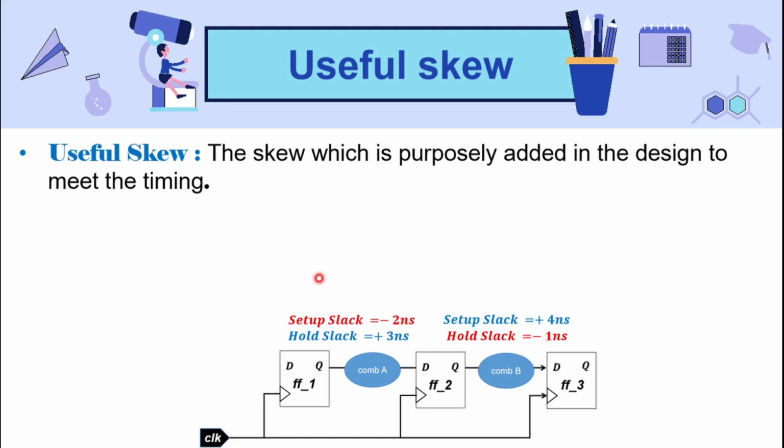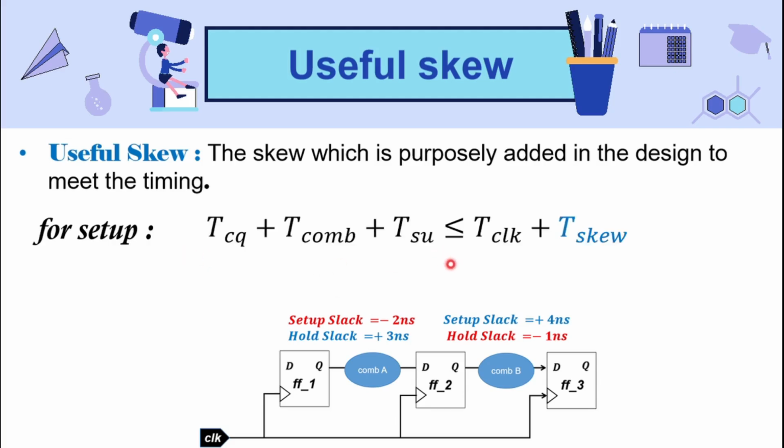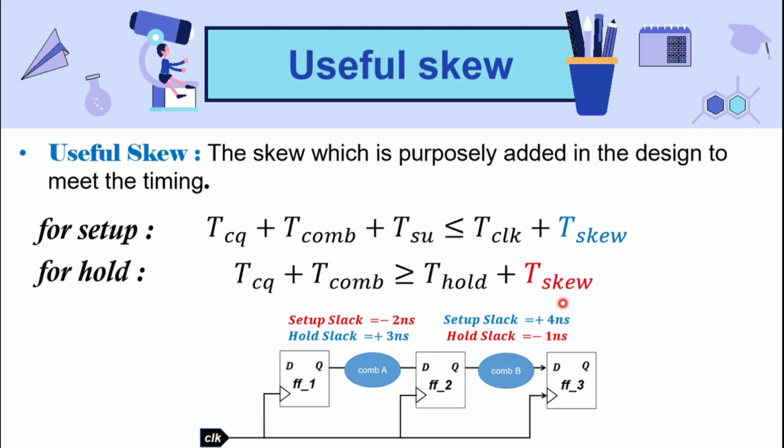And as I had mentioned before, for setup variation, we can solve it by adding positive skew or increasing positive skew or decreasing negative skew, but for hold we're gonna need to add negative skew or increase negative skew or decrease positive skew. So let's take the first path separately and see what we can do to solve this variation.